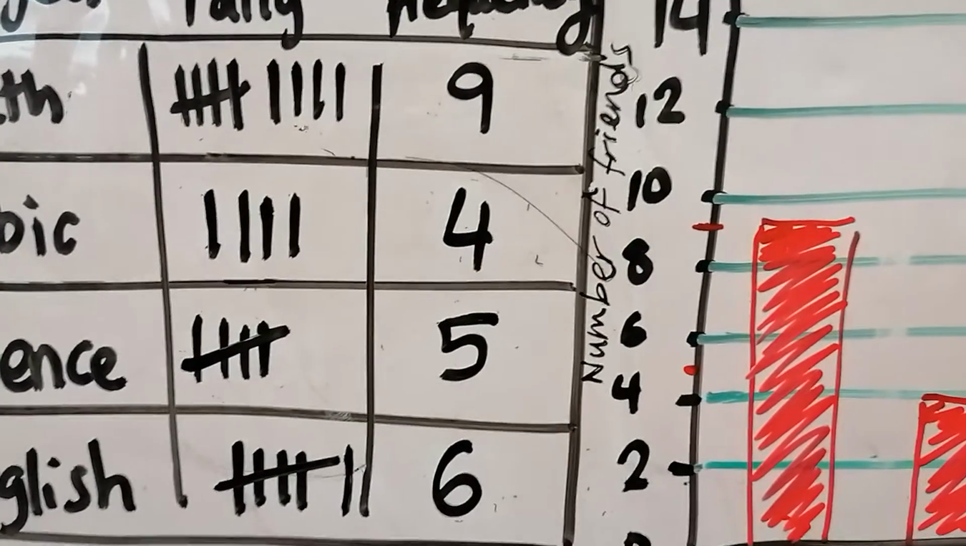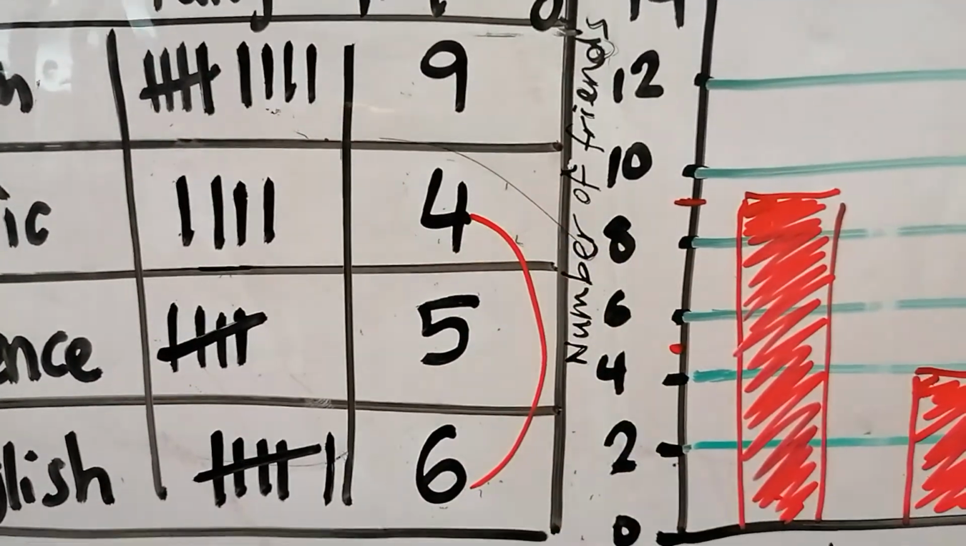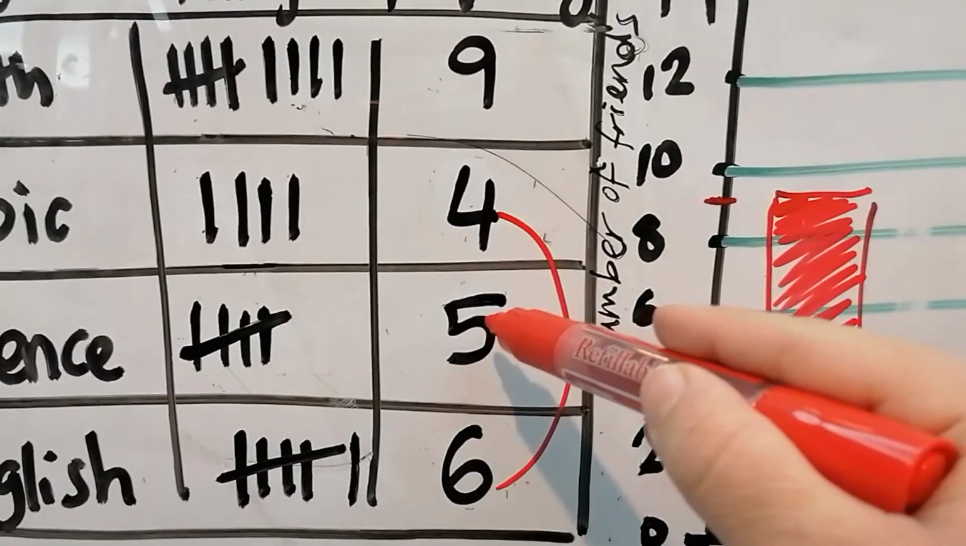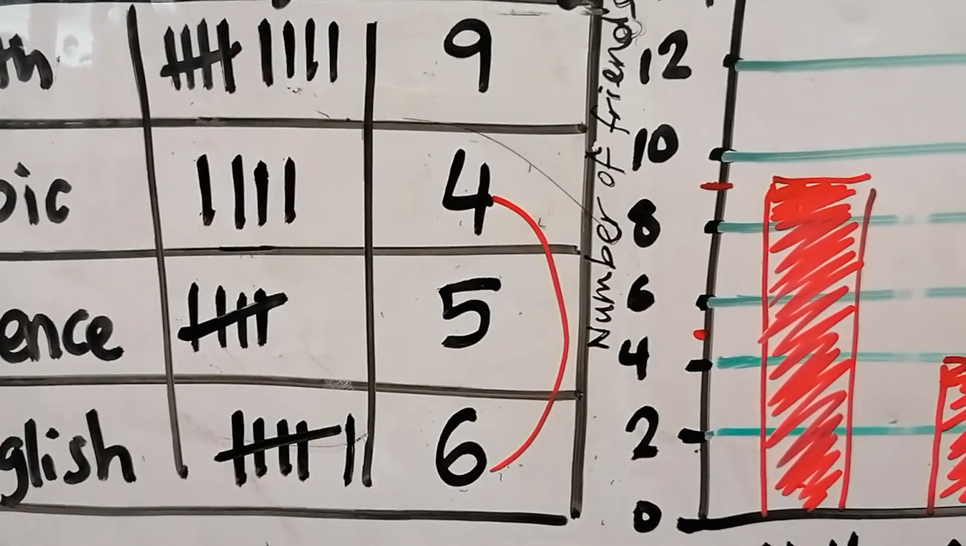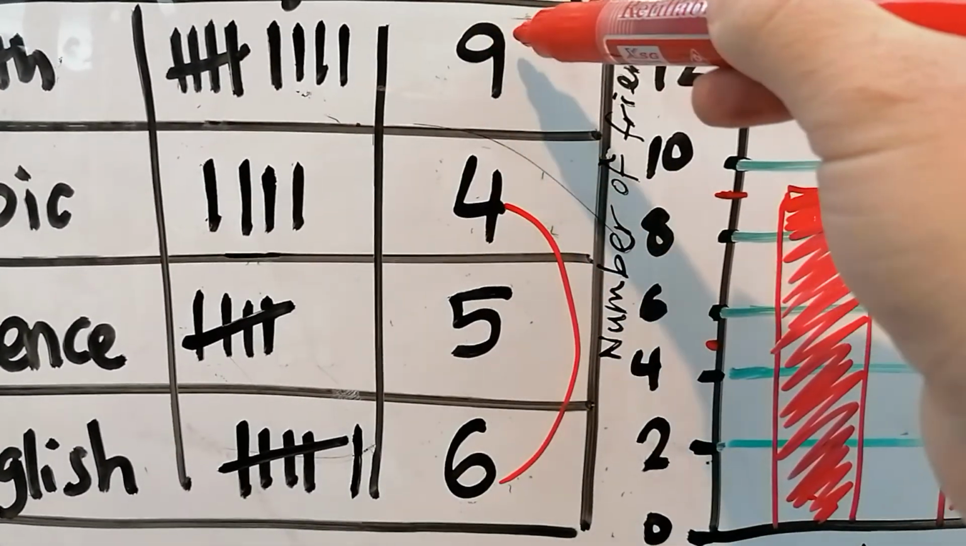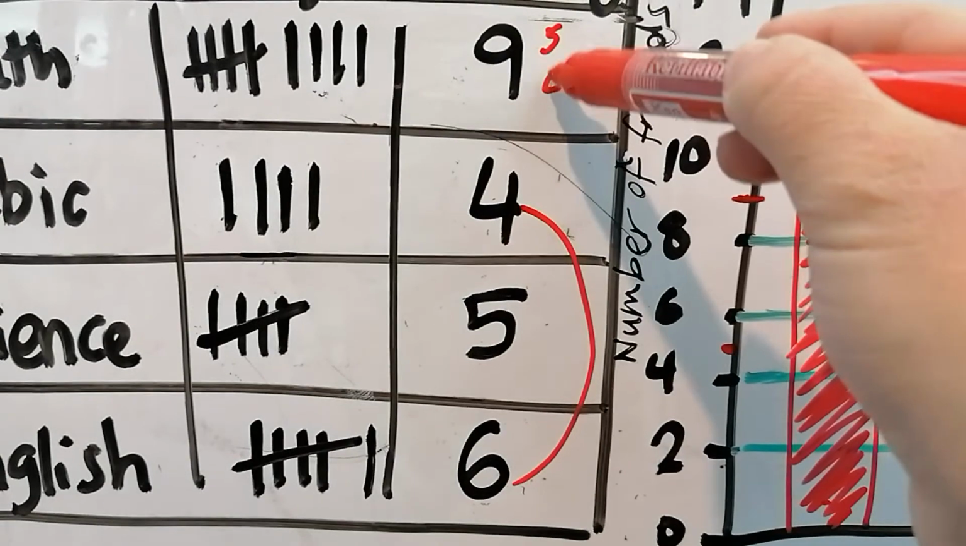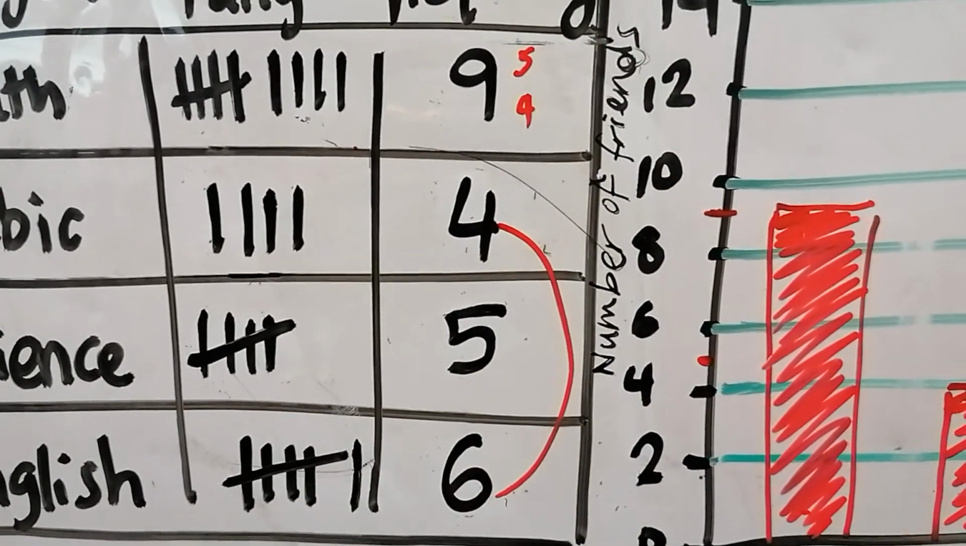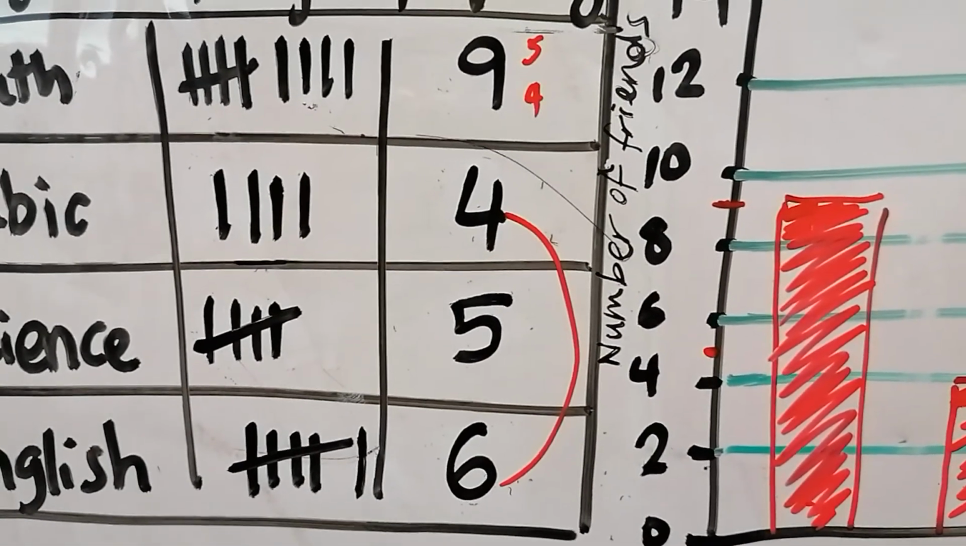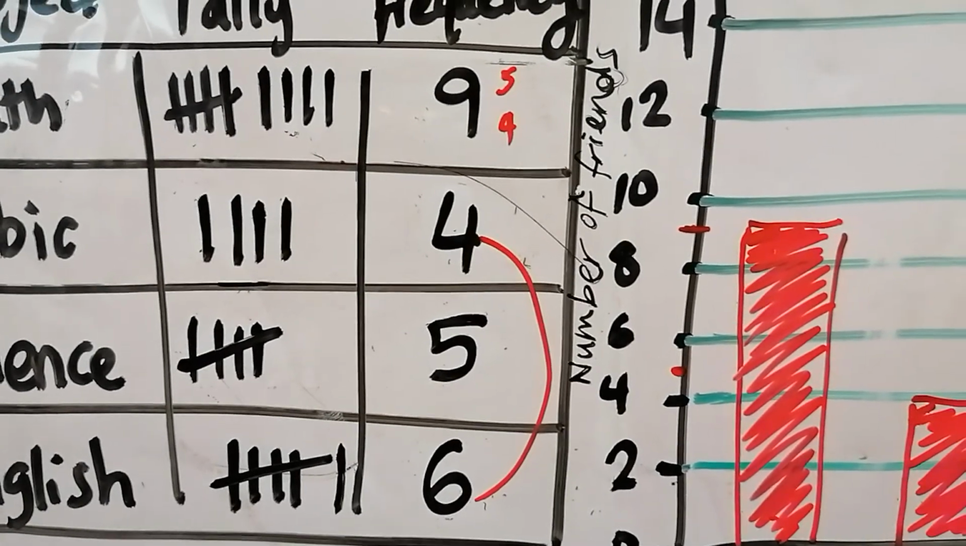numbers. Let's start with the easiest. 6 and 4 make 10. 10 and 5 is 15. 5 and another 5, that's 20. And a 4, that's 24. So the answer is 24 students were asked in this survey.